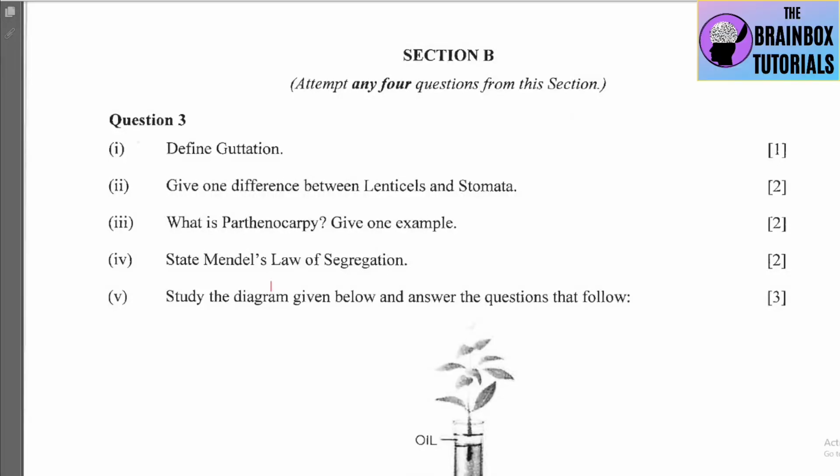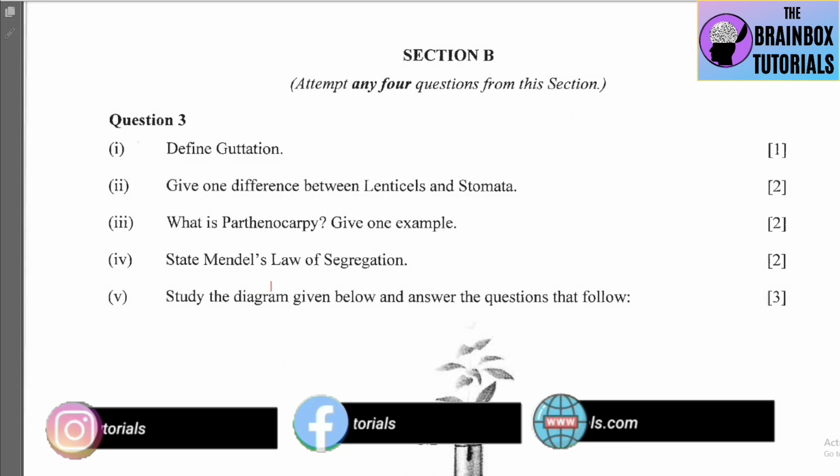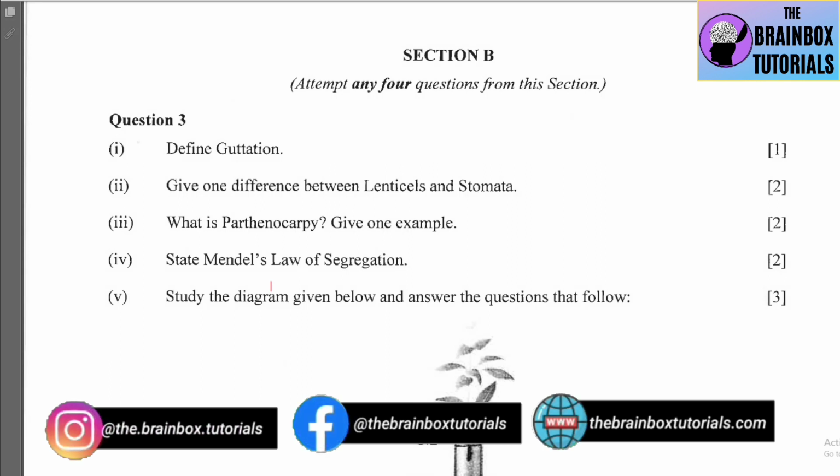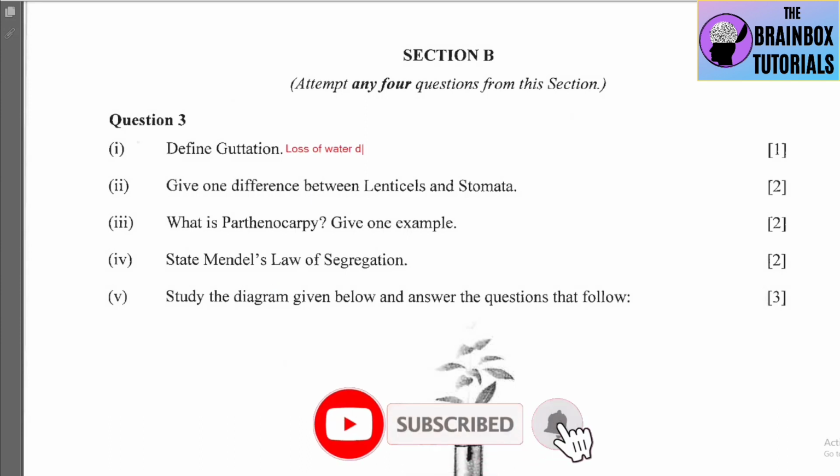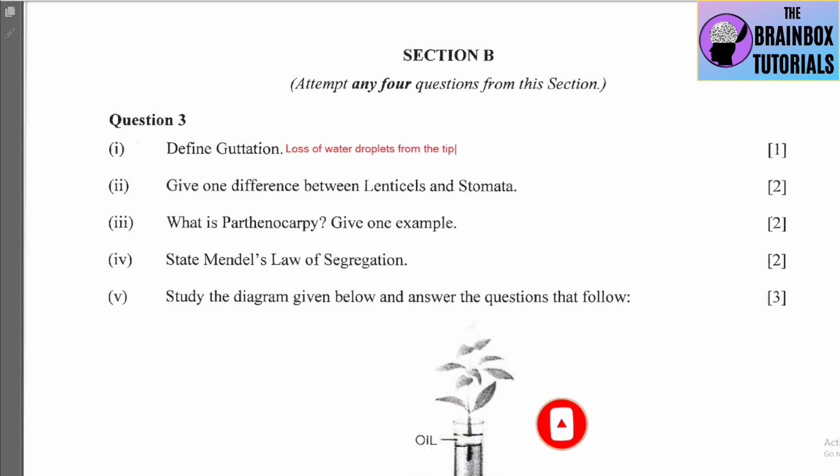I am your teacher Priyanka and today we will solve section B of the specimen question paper of biology for I.C.S.E. class 10 2023 exams. So let us start with section B, question number 3. Question number 3 part 1 is define guttation. Guttation is loss of water droplets from the tips of the leaves through hydatodes.